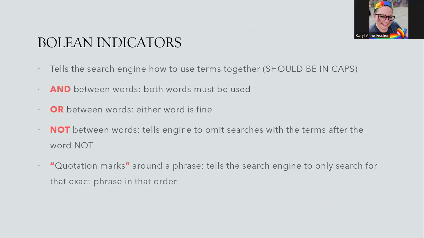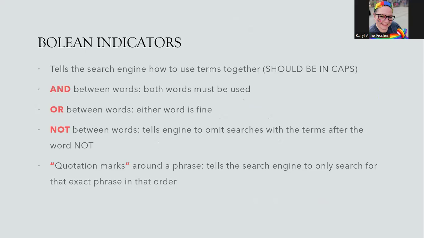OR is the next one, says that either word is fine. So if there's synonyms, I may look up Supernatural and television OR series. So maybe looked up television shows or television series. NOT between the words will tell the engine to omit searches with the terms after the word NOT. So if I'm looking up Steven Universe, I may find a lot of searches that come up with universe that maybe like astrophysics. So I can put NOT and then astrophysics, and nothing with astrophysics is going to pop up.